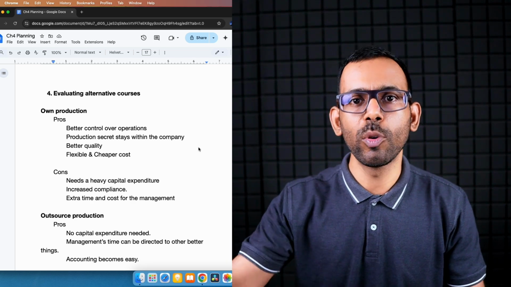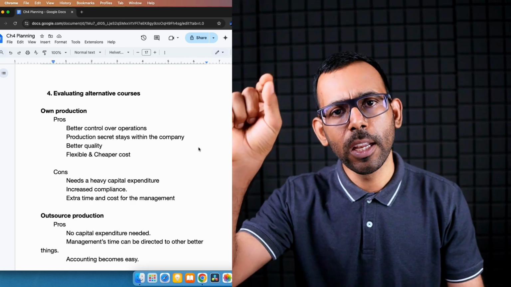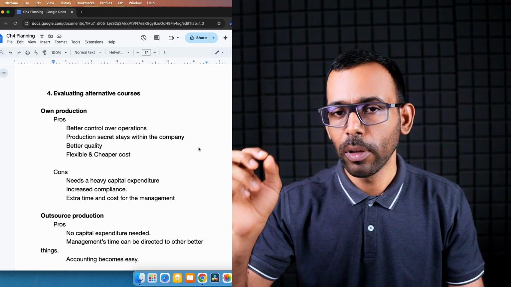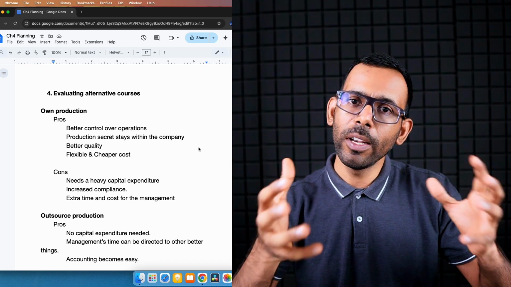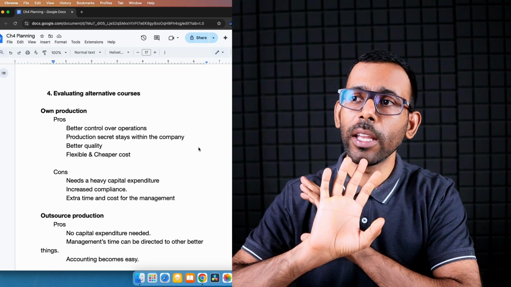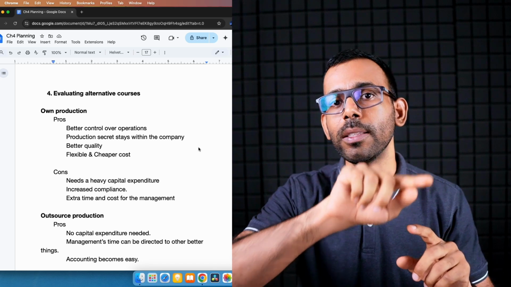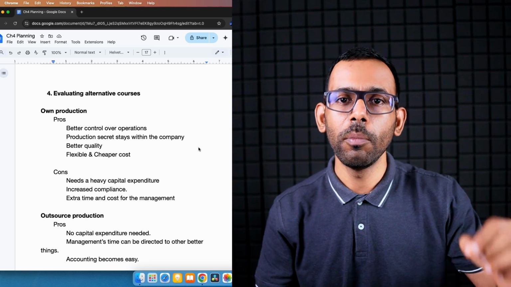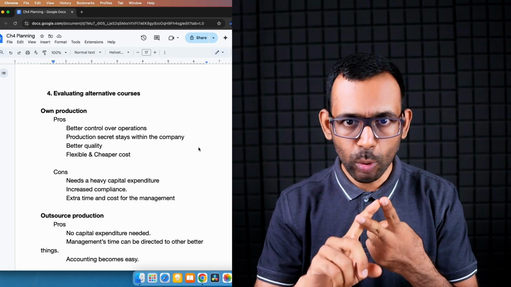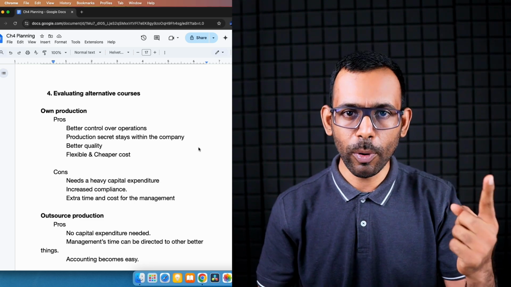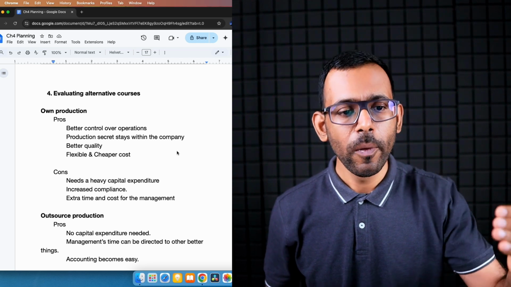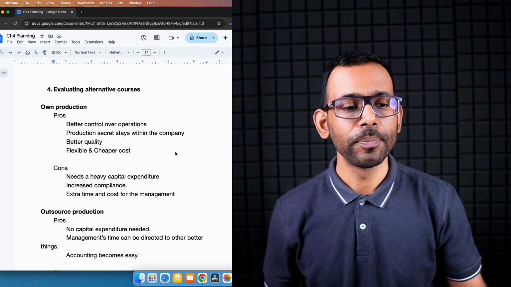Both options have pros and cons. You have to consider all the pros, all the cons under both options, and then you have to consider the trade-offs. What I'm willing to enjoy, what I'm ready to sacrifice, what is something that I cannot compromise at all. You have to consider all these factors and then make your final decision. In the same way, in our example, we have two options we just discussed: own production or outsourced production. Both options have pros and cons. We will discuss them one by one.